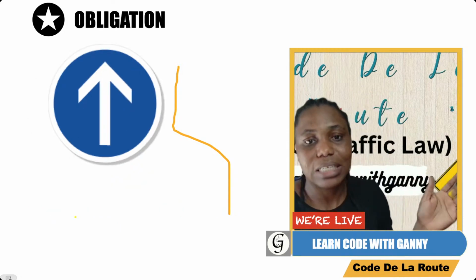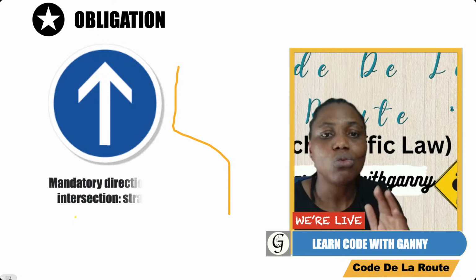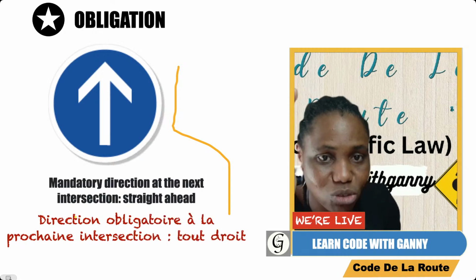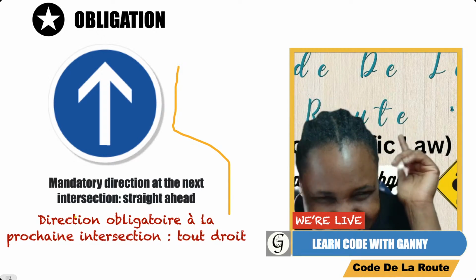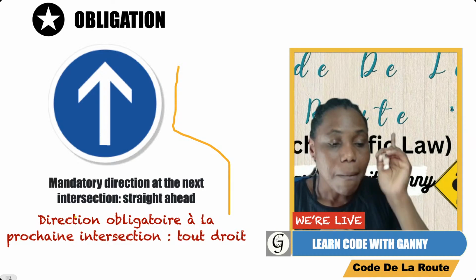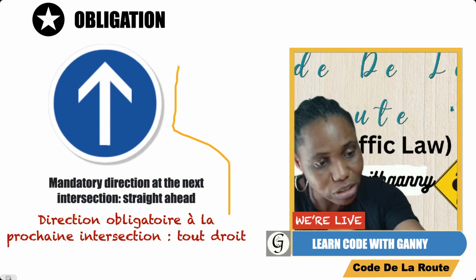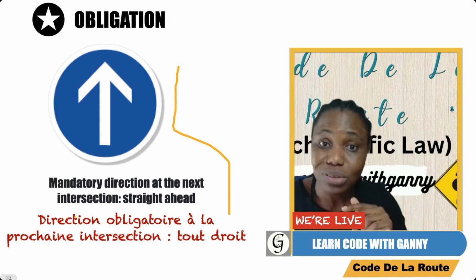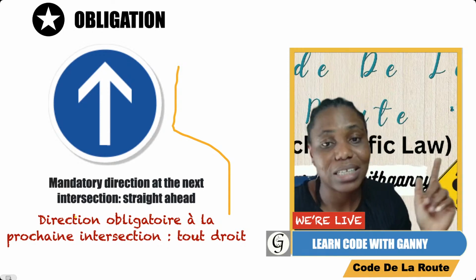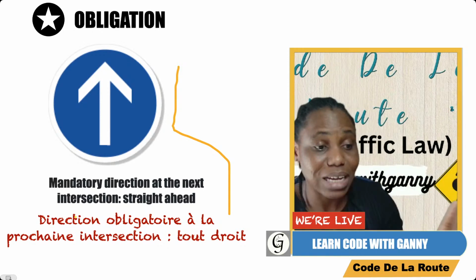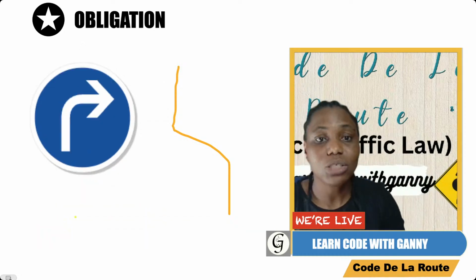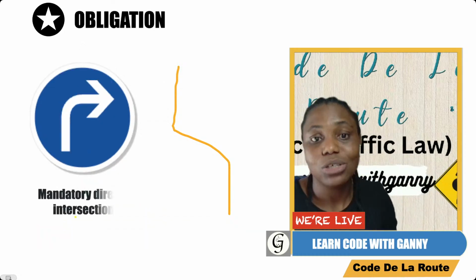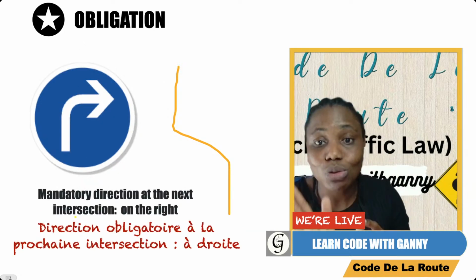Okay, and this one is mandatory to go straight. You have to go straight until you see the next intersection. Mandatory to go straight. You must go straight until you see the next intersection. So this one is just direct and straight. Obligatoire, and this one is mandatory to turn to your right.